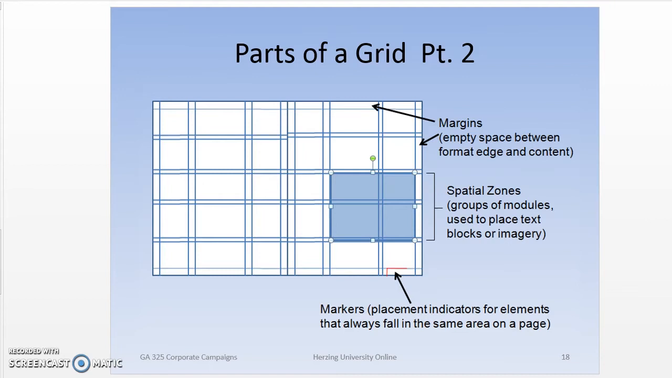Markers are designated areas for reoccurring elements which are in the same position on each page. Examples of this would be running heads, page numbers, and subheads.